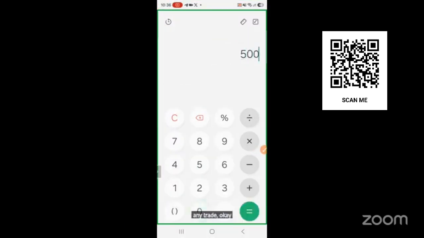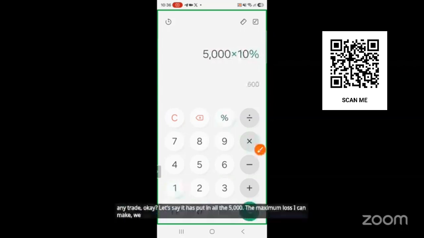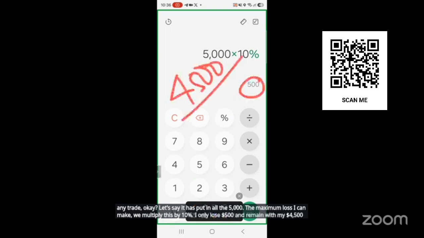Which means the maximum loss I can make on any trade, let's say it has put in all the 5,000, we multiply this by 10%. I will only lose $500 and remain with my $4,500 to continue on the next trades. But it is very hard to see it buying all the margin. It is very hard to see it buying everything.